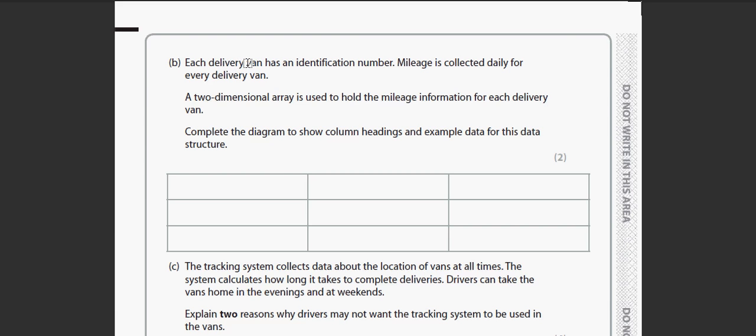Each delivery van has an ID, an identification number. Mileage is collected daily for each van. A two-dimensional array is used to hold the mileage information for each delivery van. Complete the diagram to show column headings and example data for this data structure. It's actually only 2 marks, which seems a bit harsh, but let's think about this.